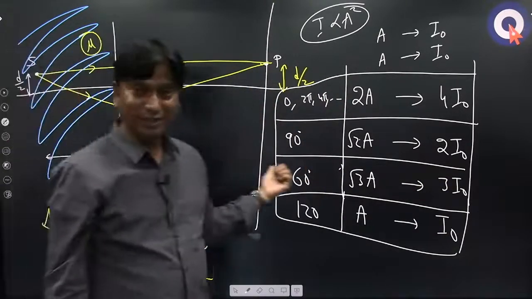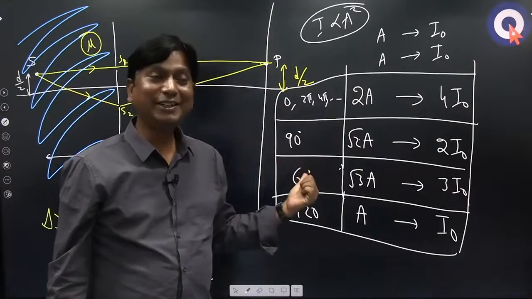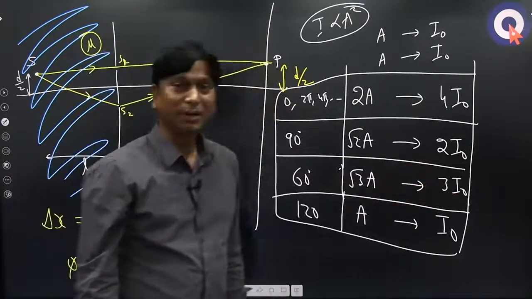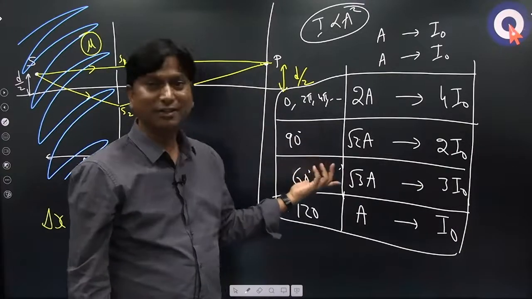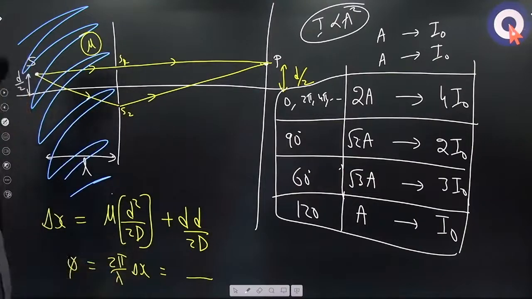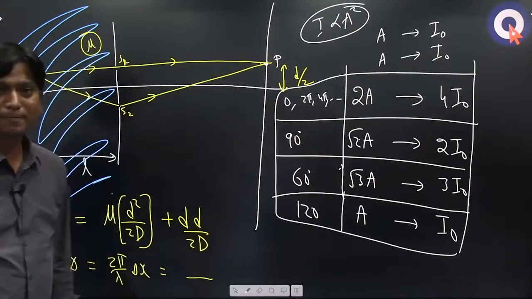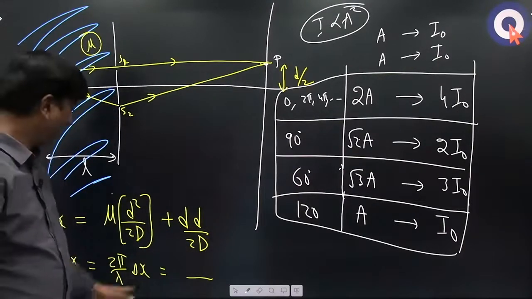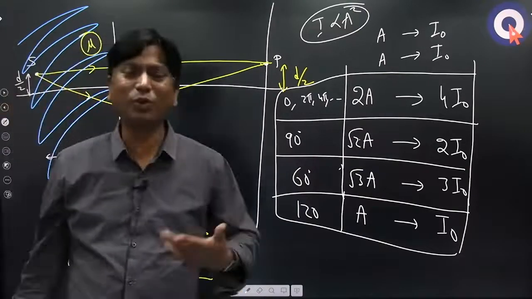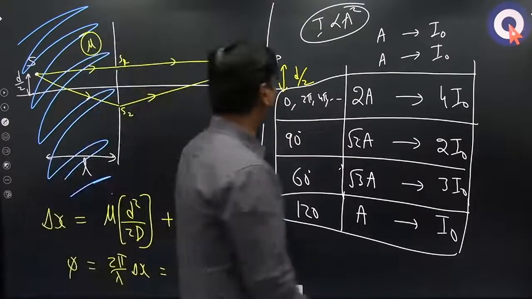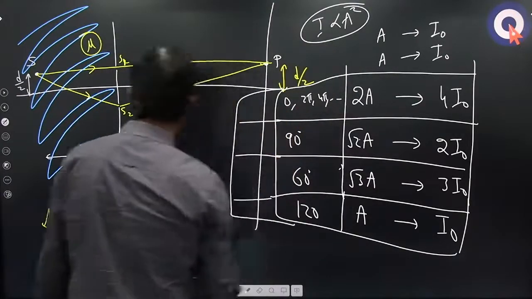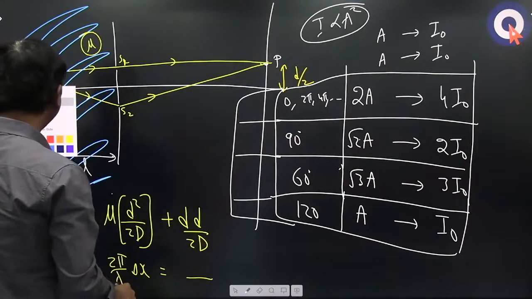Now they are asking in this question where the intensity is half of the maximum. Maximum was 4 I naught, so half of that means 2 I naught. That means the phase difference is 90 degrees. Once the phase difference is 90 degrees, you already know how to find the phase difference; you equate it to 90 degrees, right or not? When the phase difference is 90, what is the path difference? Here let me write the path differences also.